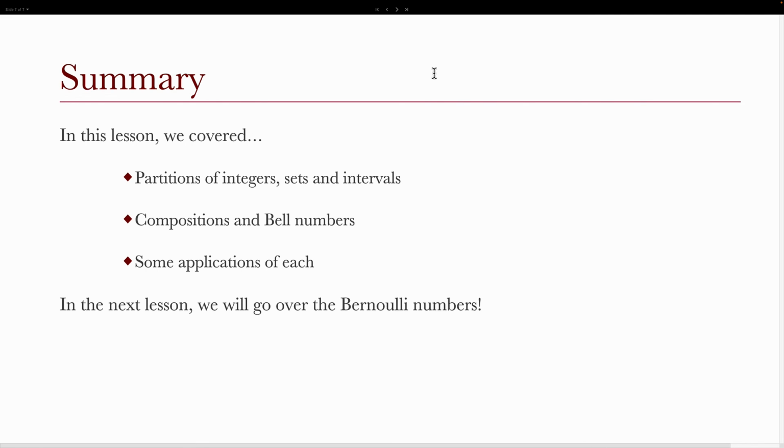Anyway, in this lesson, we covered partitions of integers, partitions of sets, and partitions of intervals. We covered compositions and Bell numbers, and we went over some applications of each different concept here. In the next lesson, we're going to look at another sequence in particular, specifically the Bernoulli numbers.